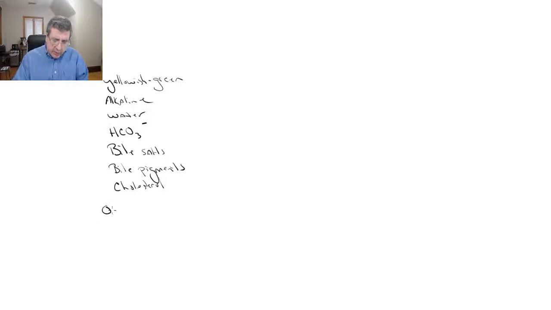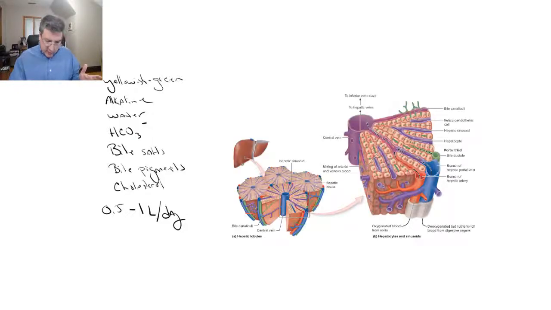And your body produces 0.5 to 1 liter per day. Okay, so it's constantly being produced in this case. So now we know what makes up bile. Let's now look at where bile comes from. So we're going to look at a little bit more on the liver in this case. So let's look at here. Now this is a little bit to do with the liver.